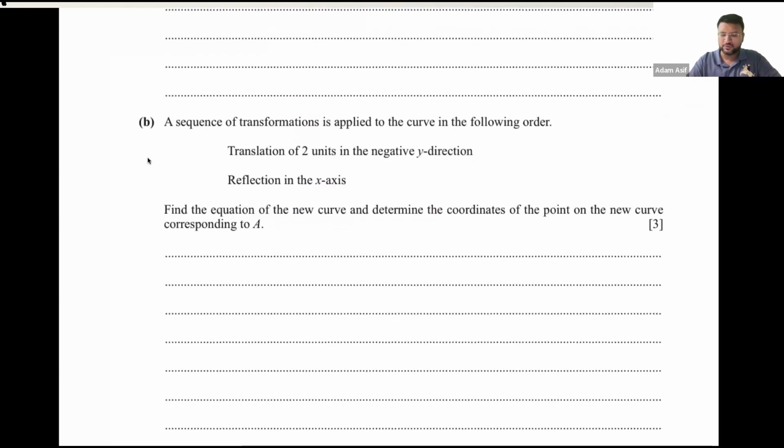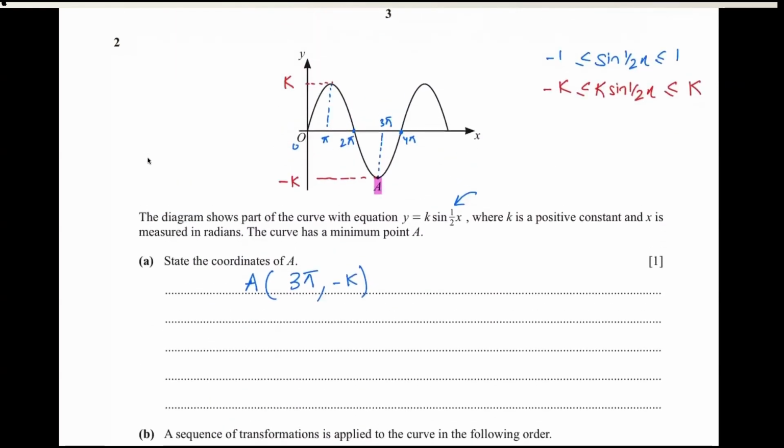Okay. Now, part B, a sequence of transformations. Can you explain the amount of cycles again? Yes. The coefficient of x tells you how many cycles are going to be there in 360 degrees or 2 pi. So half means there is going to be half a cycle in 360 degrees or 2 pi. So half cycle in 2 pi means full cycle in 4 pi. Okay. So if this is 2 pi and this is 4 pi, then that value is going to be 3 pi. Make sense, Hasina?